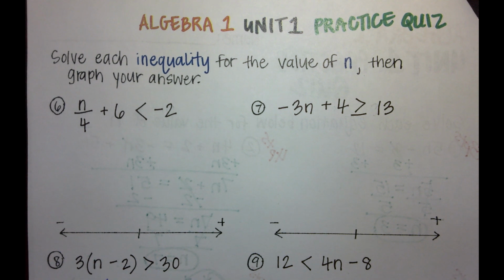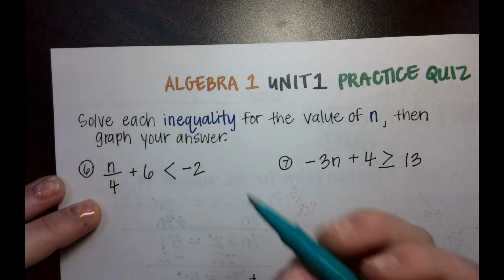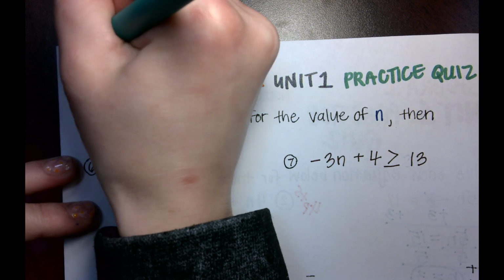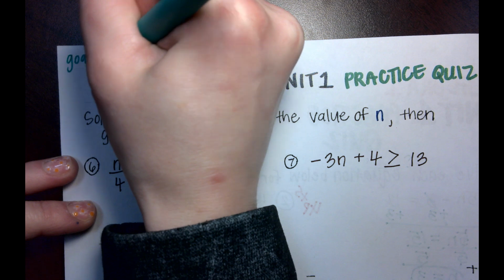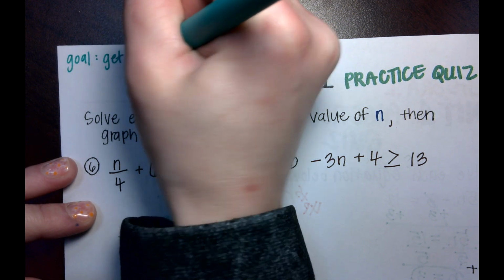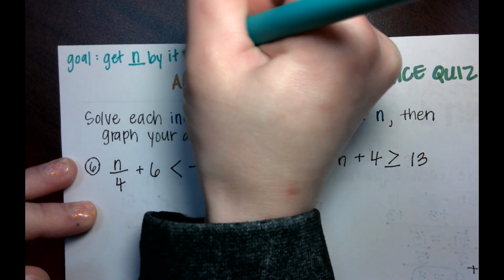What are some of the things that we need to remember when solving inequalities? What are some of the special cases to remember? You need to have n by itself. N needs to be by itself. Okay, so maybe we could write that. Goal: get n by itself.